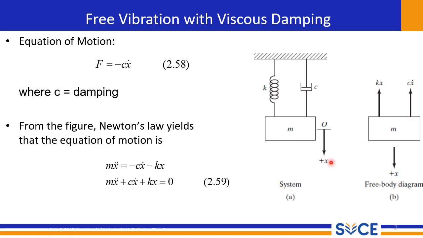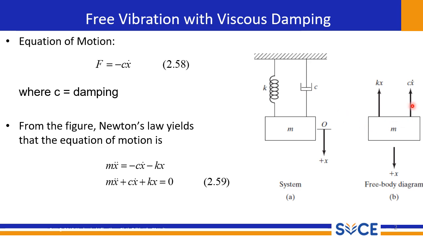When we write it in the form of an equation, we get m x double dot on one side, equal and opposite to c x dot, that is the damping force, minus the spring force, minus kx. When we rearrange everything on one side, it becomes m x double dot plus c x dot plus kx equal to 0. The diagram shows the physical system, a mass attached to a spring and a dashpot. The dashpot is a symbol of a viscous damper, which provides a force proportional to velocity.